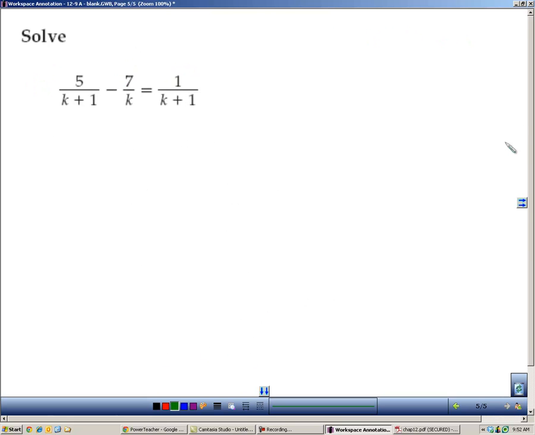Here's our last example in section A. If you think you're up for it, pause the video and try it on your own. I'm looking for an LCD, so I take any factor the maximum number of times. I see a k, so I take a k. I see a k plus 1, one on the right here, one on the left. I don't combine them and give me two of them. I just take the maximum number. So I'll multiply each term by the common denominator, k times k plus 1.